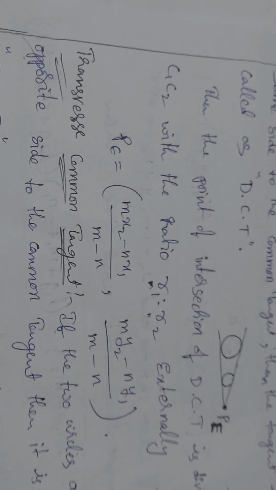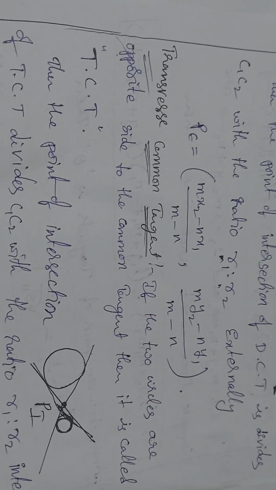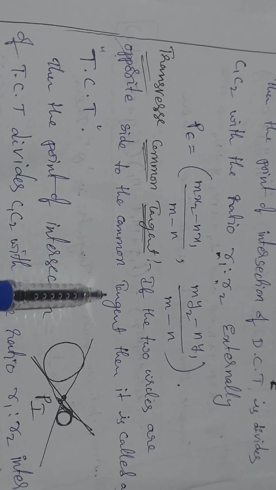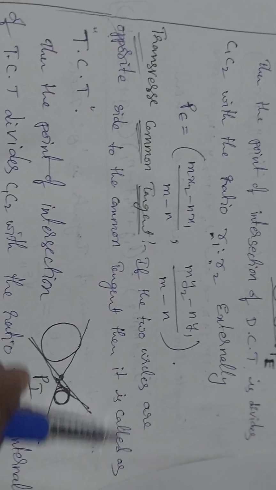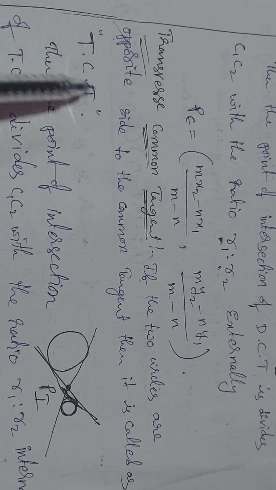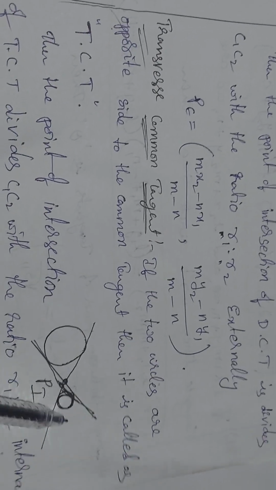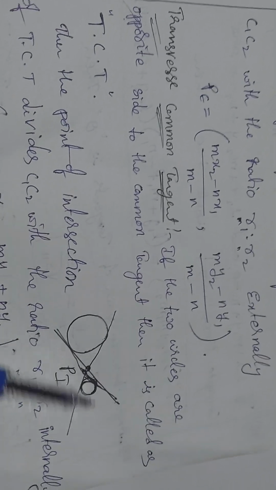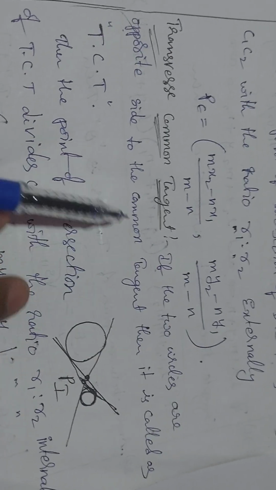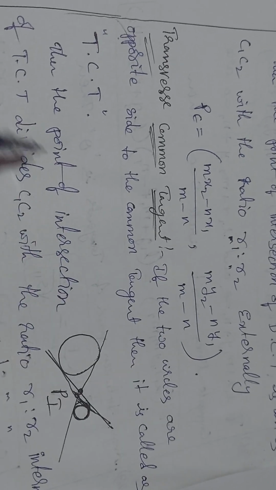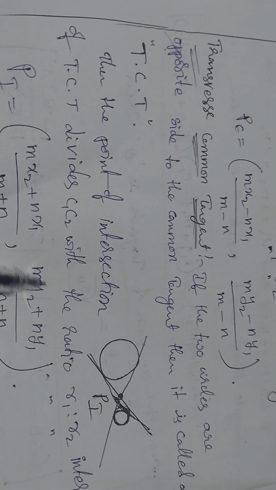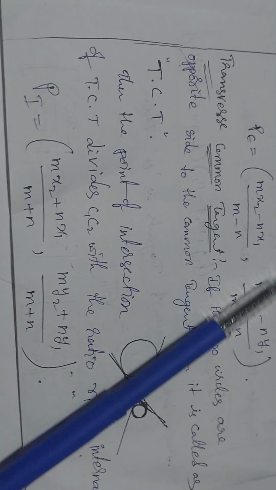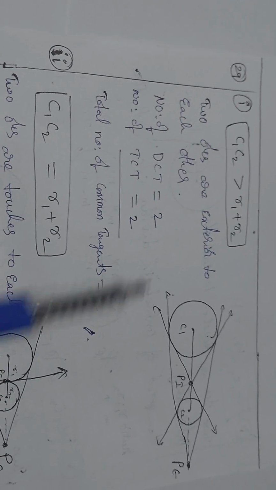Next, transverse common tangent. If two circles are on opposite sides of the common tangent, then those are said to be transverse common tangent, TCT. So this is a circle, this is a common tangent. For this common tangent, one is on the left side, one is on the right side. So those are said to be TCT, and the point of intersection divides internally. So what is the internal formula? In between, the plus symbol will come. LAQ is an important concept.